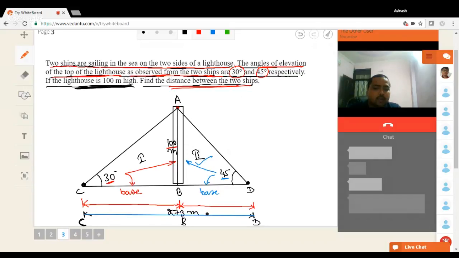273 meter. So you can see how easily we have solved this question of height and distance. So guys, it's very simple. You only need to draw the diagram, and then you have to think about the triangle.